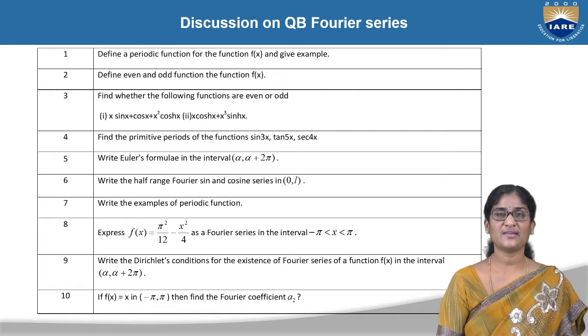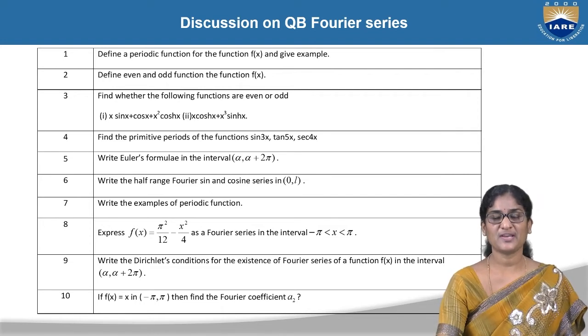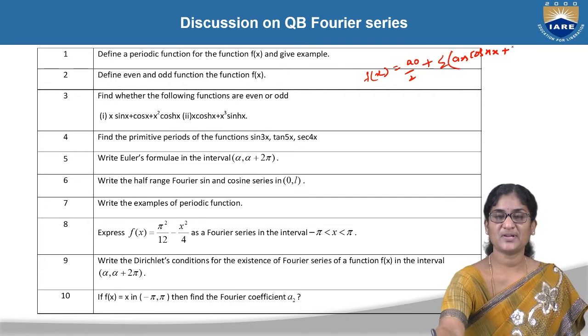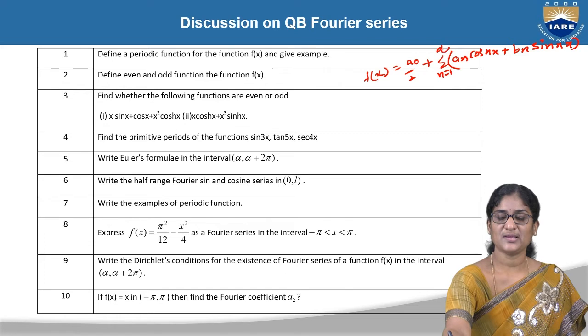To find the expansion of any function using Fourier series, we need to remember the formula used to find the Fourier expansion. The Fourier expansion of any function is given by f of x equals a naught by 2 plus summation of an cos nx plus summation of bn sin nx. This is the formula for the Fourier expansion.